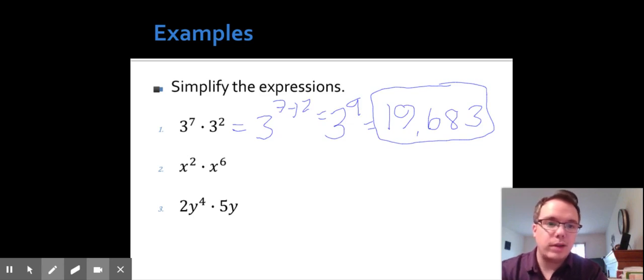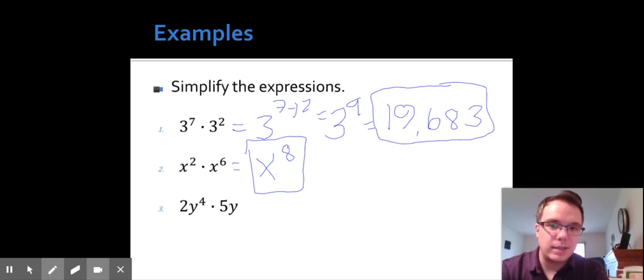If I take x squared times x to the 6th, I'm going to keep my base the same and add my exponents. So 2 plus 6 is 8. There is nothing more simple than x to the 8th. So that is our answer. So x squared times x to the 6th is x to the 8th.